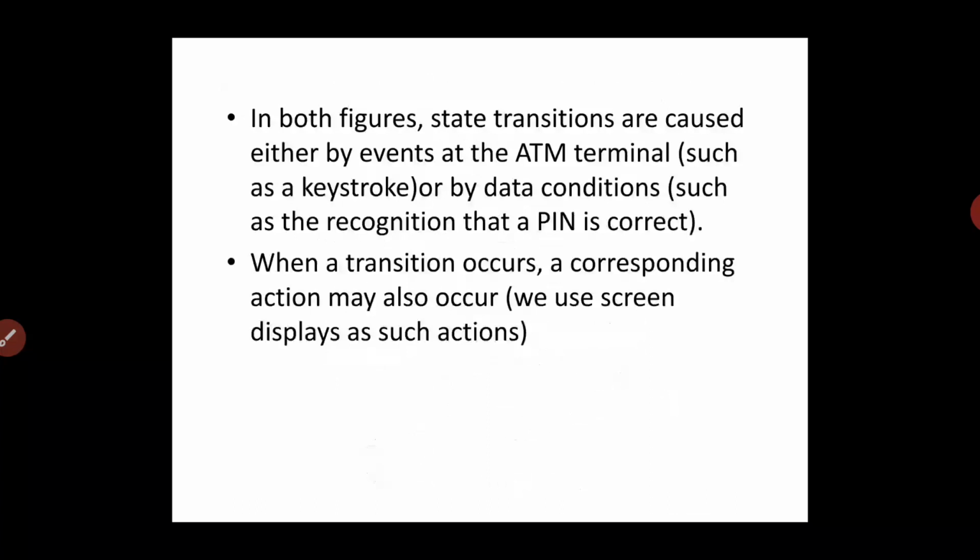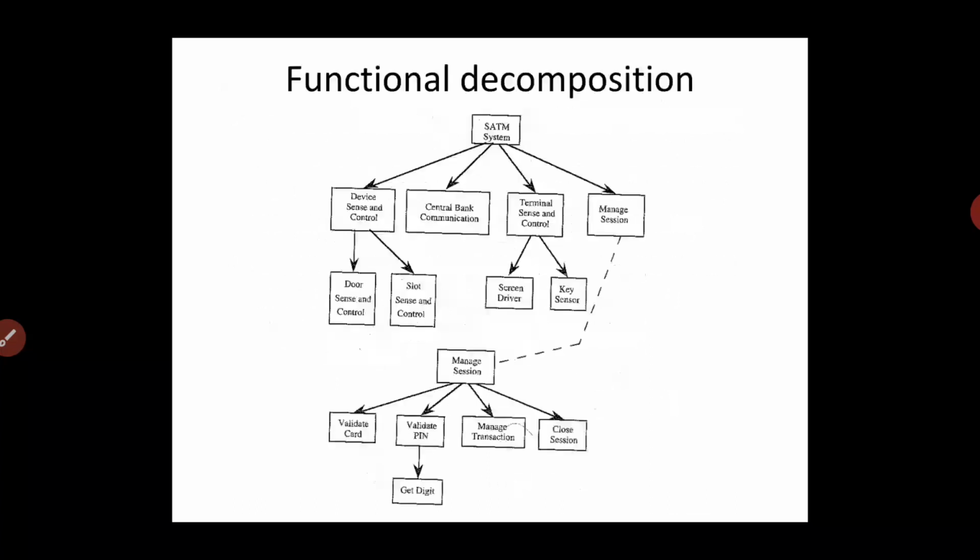In both figures, state transitions are caused either by events at the ATM terminal, like keystrokes, or by data conditions such as recognition that a PIN is correct or not. When a transition occurs, a corresponding action may also occur. These are all some examples.